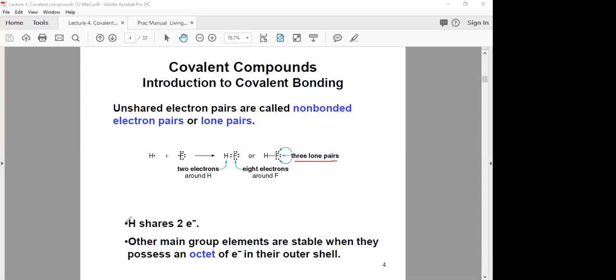All right, so remember hydrogen will only share 2 electrons, that is 1 of its own and then 1 from another atom. Other main group elements tend to be stable when they possess an octet of electrons in their outer shell. So just some general rules that we can apply.